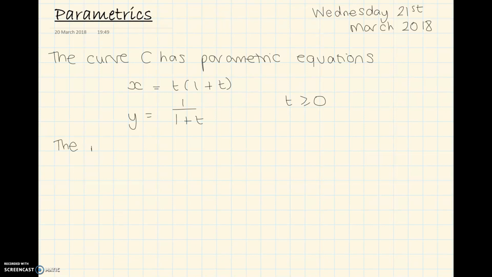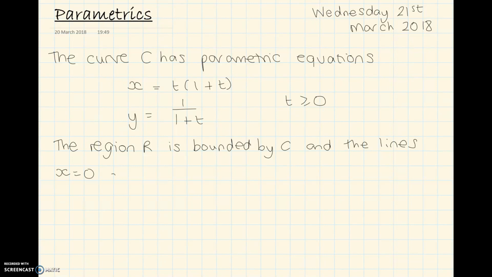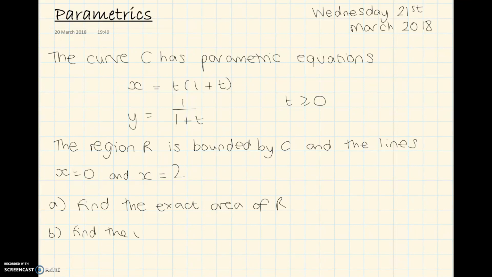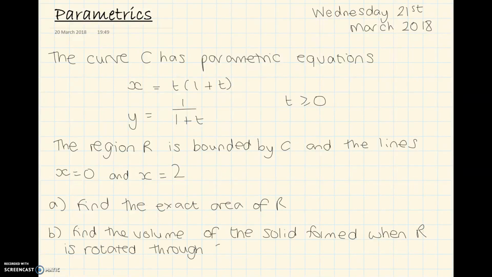And the question defines the region R, which is bounded by C and the lines x equals 0 and x equals 2. There's two parts to the question. Part A, find the exact area of R, and part B, find the volume of the solid formed when R is rotated through 2 pi radians about the x-axis.